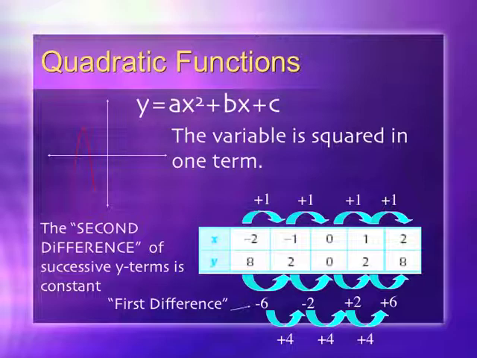We call this the second difference. The first row under my table is the first difference, and the second row under the table is the second difference. The second difference in this case is constant. It's 4. This tells us that this is a quadratic function.